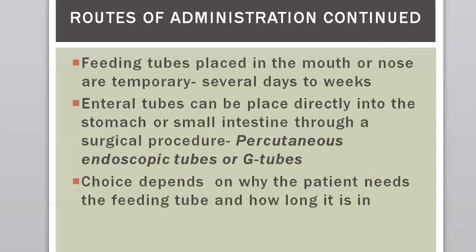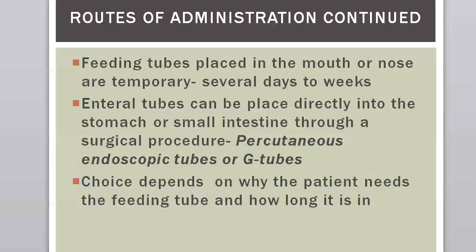Now remember, when we put in these feeding tubes placed in either the mouth or the nose, they're temporary. We only have them in our patient for about several days to weeks. We don't want to keep those in for a long period of time. So if we know the patients are going to be very slow in progressing to oral foods, then we might want to think about what's our next way in which we can deliver nutrients and calories to our patient to help them get better.